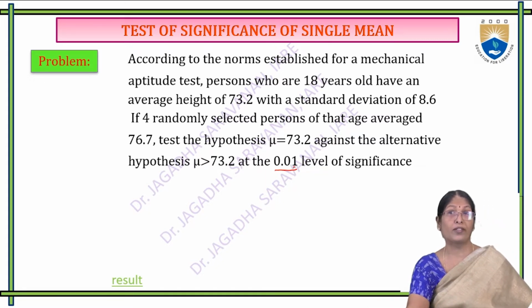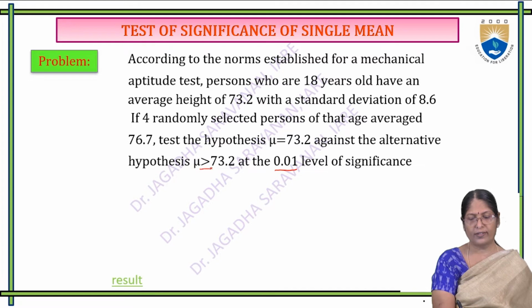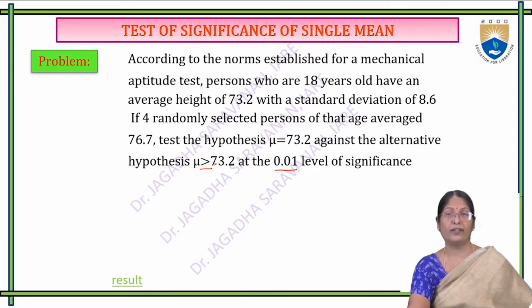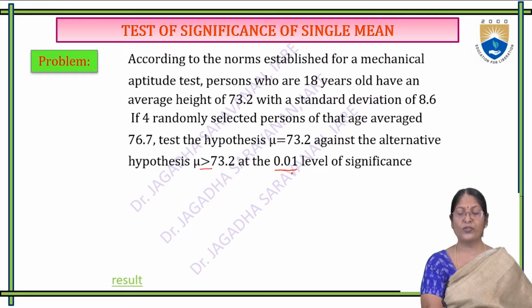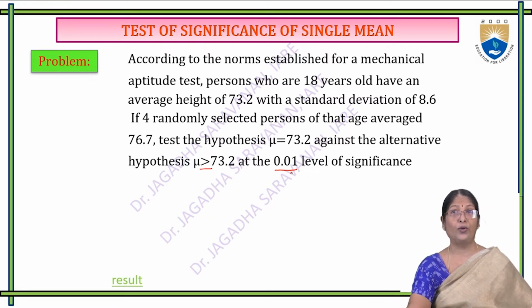Just now in the previous slide we discussed that 1%, because 1 by 100, is nothing but 0.01, and the symbol is greater than. It indicates a right-tailed test, that is a one-tailed test, for which, for 0.01, we have to select the value. Compulsorily, we have to read the question twice, thrice.